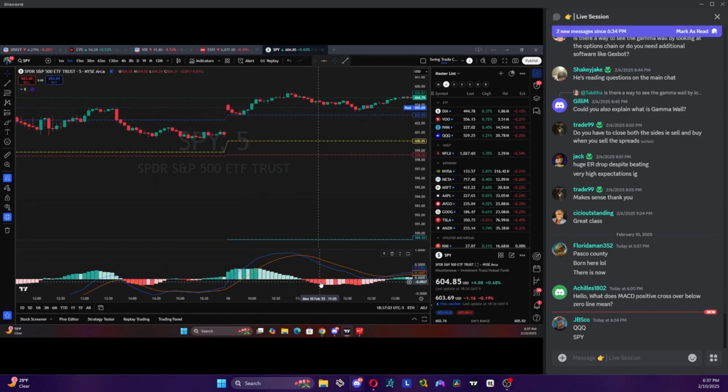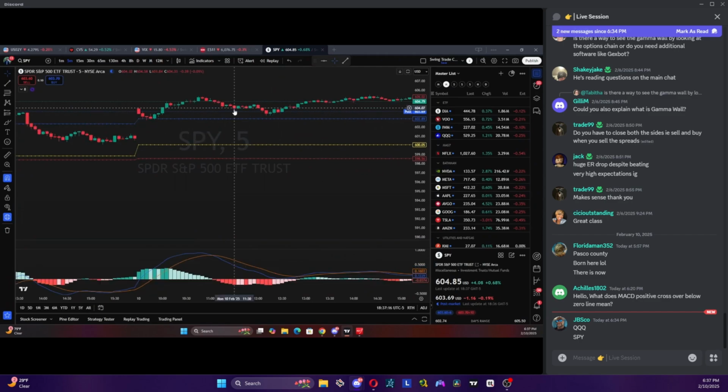But for example, here's a perfect example. If you would have taken this trade off MACD on a 5-minute crossover, you would have taken shorts, and then you just would have been here watching this do this, and you would have just sat there thinking, oh my god, it's going to keep going down, it has to go down, and then it just bounces back up.